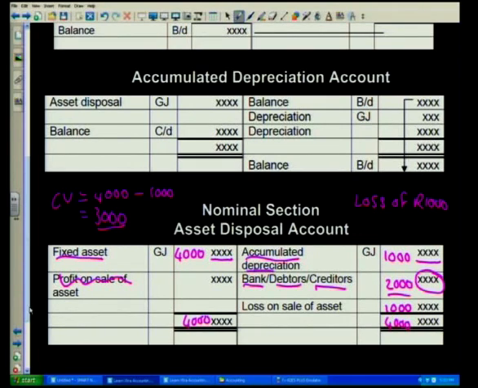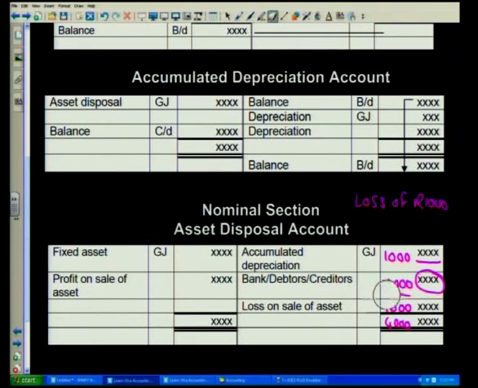Okay, let's change the example around and pretend that we've made a profit instead of a loss. Let me change the numbers so that you can see how that would work. Suppose now that we had started with a fixed asset whose cost price was 4,000 Rand and whose accumulated depreciation on the date of the sale was 1,000 Rand. That's exactly the same example as I had previously. Now though, suppose that instead of selling it for 2,000 Rand, we sell it for 5,000 Rand.